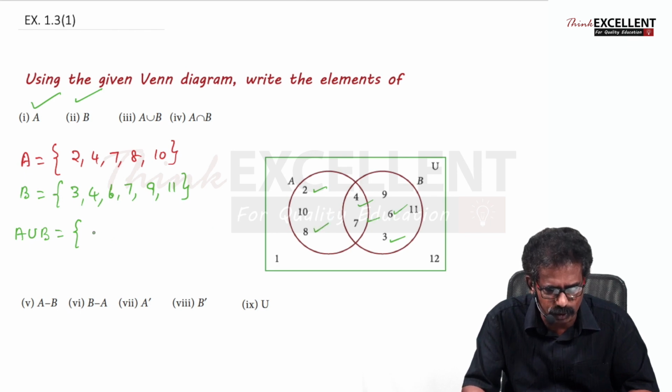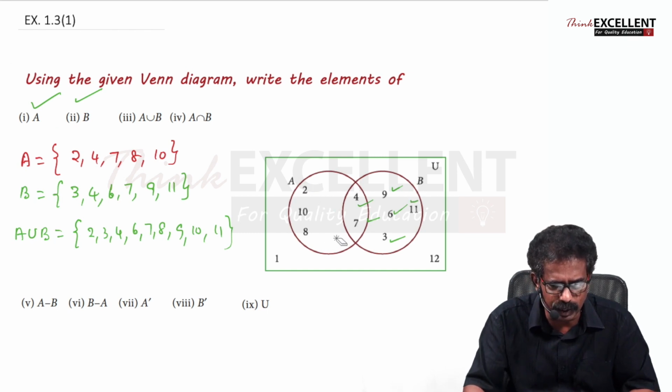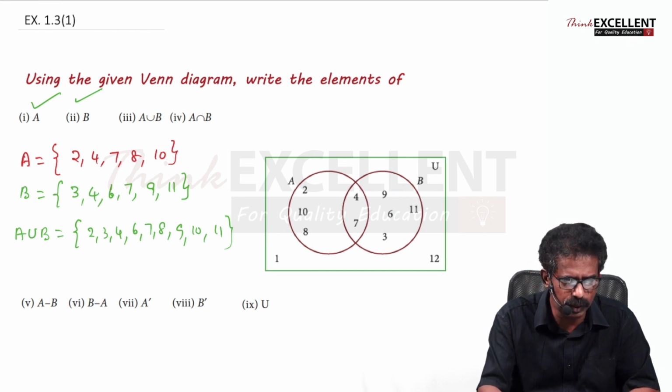I may forget, so let me write first. 2, 3, 4, 5 is not there, 6, 7, 8, then 9 is there, yes. 10 is there, 9, 10, 11, anything left out? No, that's all right. So these are the elements of what? A union B.